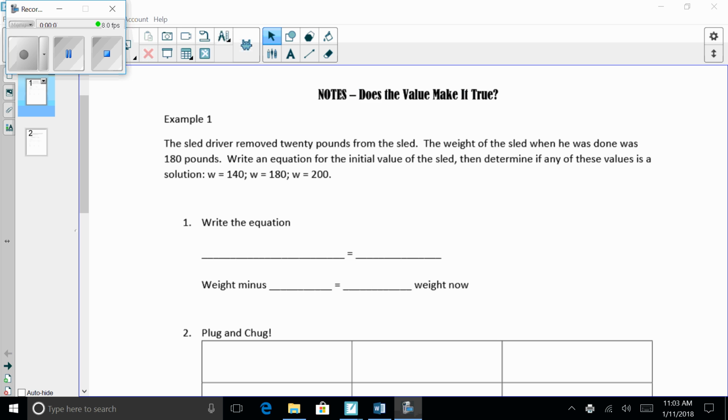Does the value make it true? In other words, when we have an equation or inequality and we are given possible solutions, we're going to say yes, they are a solution, or no, they are not a solution. Okay, so let's look at example 1.